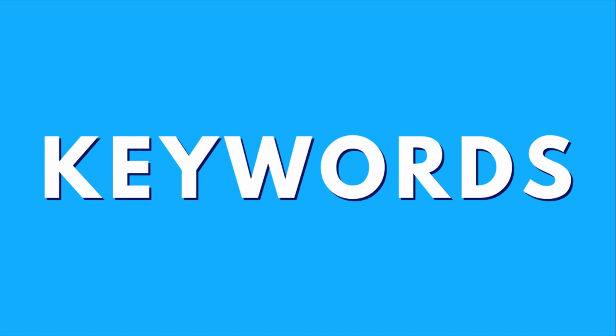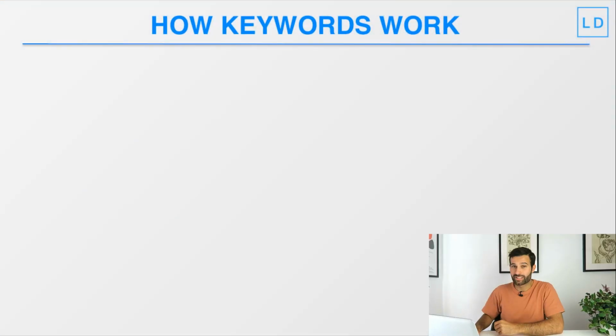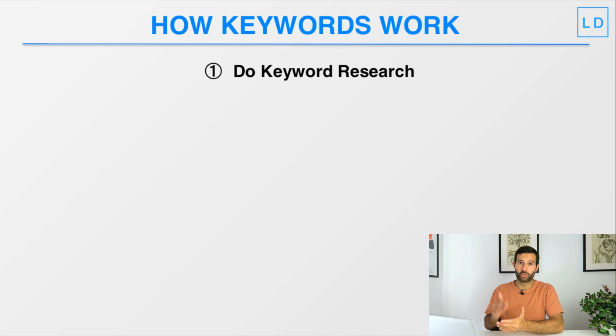taken. Okay, so we talked about the photos to use in your product listing, and now let's talk about keywords, which keywords to use, where to put them, and how they work. Okay, so the first thing you're going to want to do is to do your keyword research. When doing keyword research, essentially what you're doing is you're trying to find the most common search terms that customers are putting into the Amazon search bar when they're looking for your product.